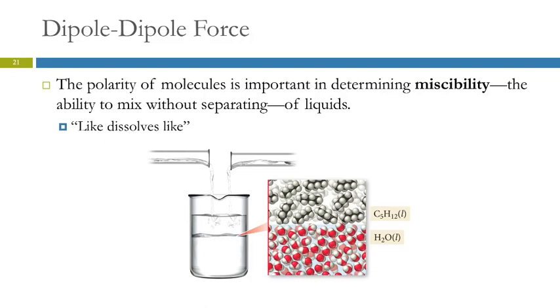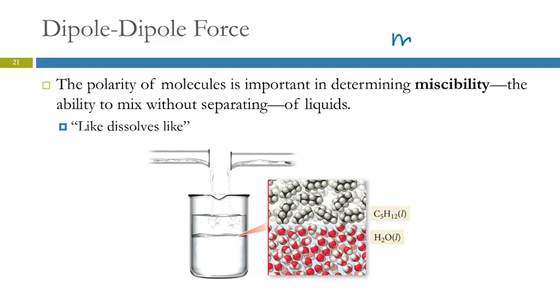So intermolecular forces have a big impact on melting and boiling points. They also affect mixing of things. So polarity is important in determining miscibility. So this is a funny word that doesn't come up in everyday life. Miscibility. You need to know what that word means.